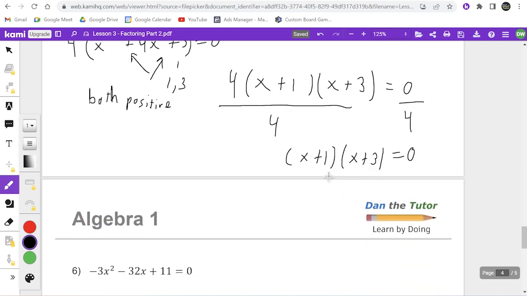And then for this one, remember this is the negative version to get the answers. In other words, the opposite of positive 1 is negative 1, and the opposite of positive 3 is negative 3. There's our two answers. Easy as that.